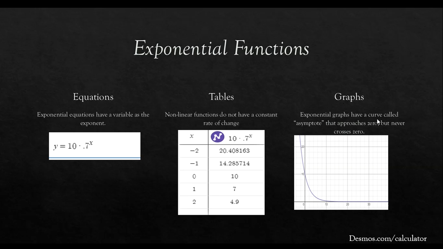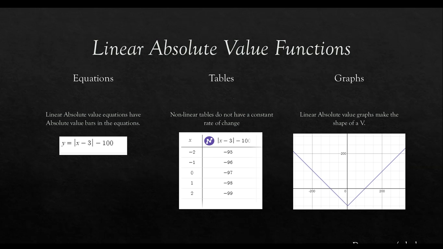A graph of an exponential has a curve with an asymptote that approaches 0 but never crosses 0. So that's what this shape is right here. It goes down and curves, almost touching 0 but never crossing 0. It's infinitely closer and closer, yet never touching that 0.